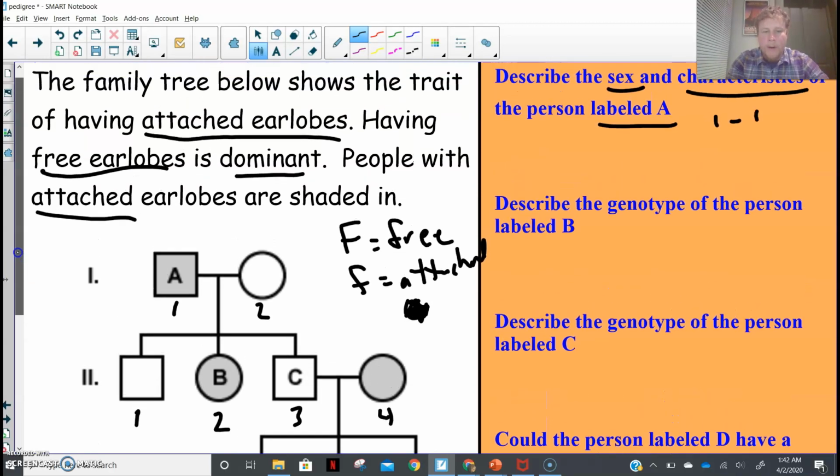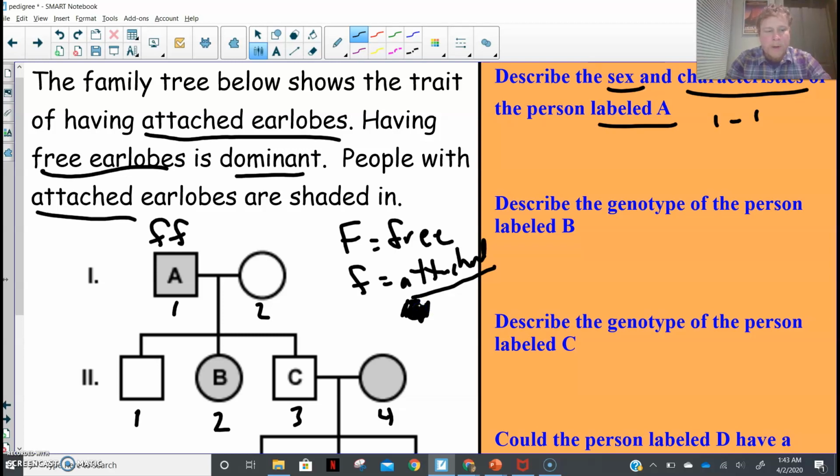And remember, above I said people with attached earlobes are shaded in, and we see here that attached is recessive, and so we can give it any letter we want. Since we're talking about earlobes, let's use an E. Oh no, I already have F, sorry. So capital F, lowercase f. That first one, 1-1, is shaded in, so we know that it's little f, little f. The reason we know that is because the information at the top told us what's dominant and what's recessive, and we know that shaded is the recessive characteristic.